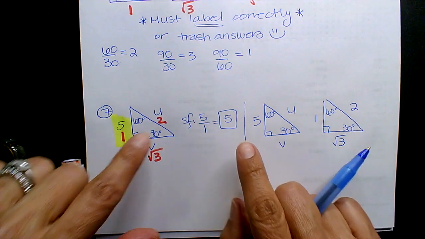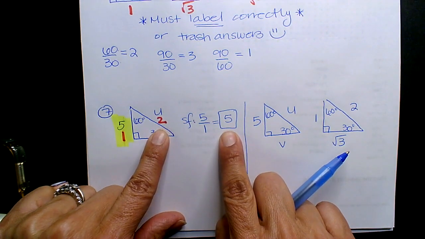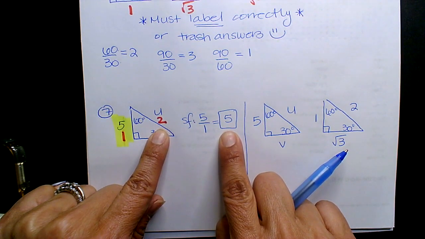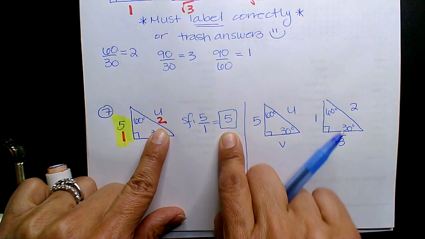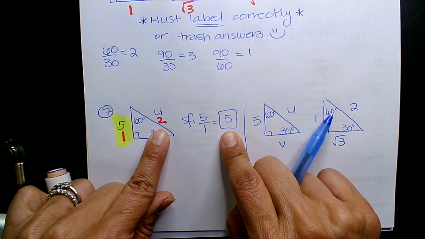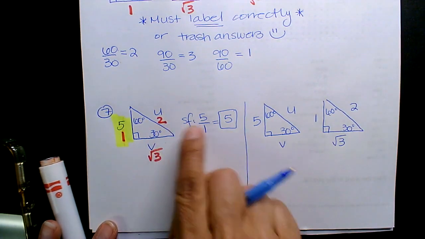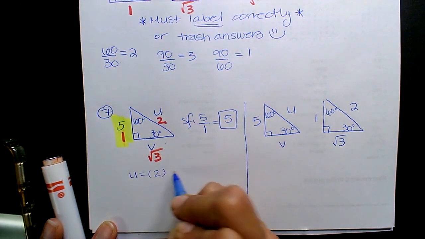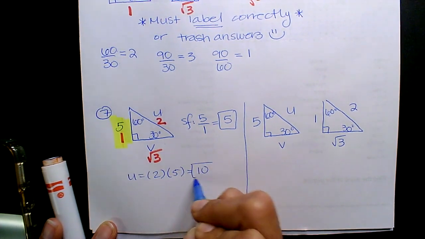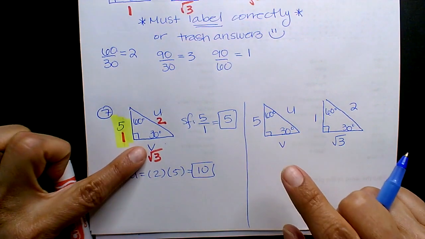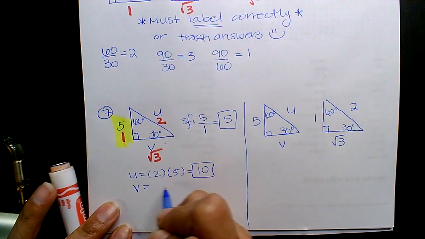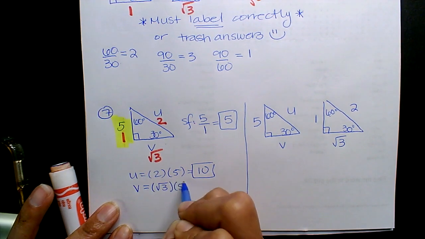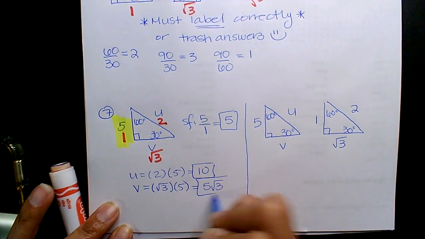Okay, so what's the value of u? U is the original length. So what's my value of u? What's the length of u? 10. Because what's 2 times 5? Reference times scale factor. There's my 10. What's v equal to? 5 rad 3. Good job. So smart. And so you get 5 rad 3.